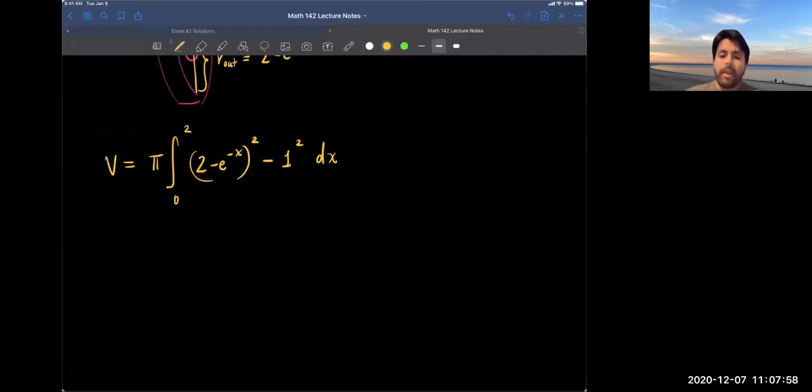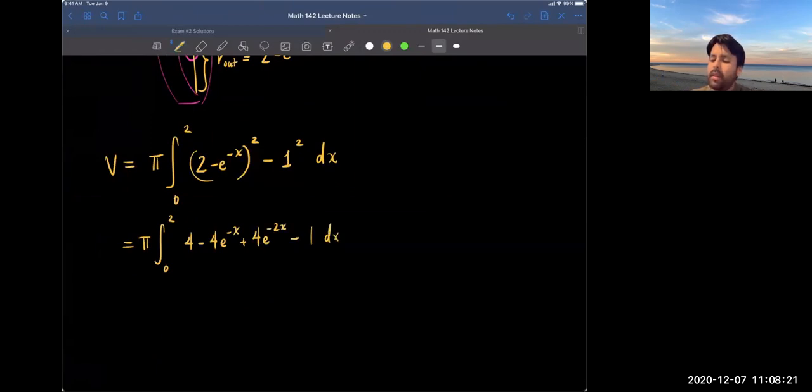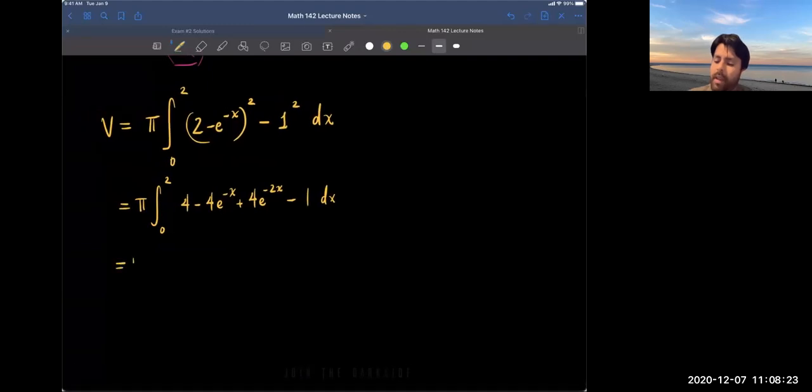So this is the hardest part, setting it up. Once you set it up, then you go on your merry way to integrate. So then you can expand 2 minus e to the negative x. It becomes 4 minus 4e to the negative x plus 4e to the negative 2x minus 1 dx. So this would be pi from 0 to 2, 4 minus 1 is 3 minus 4e to the negative x plus 4e to the negative 2x dx.